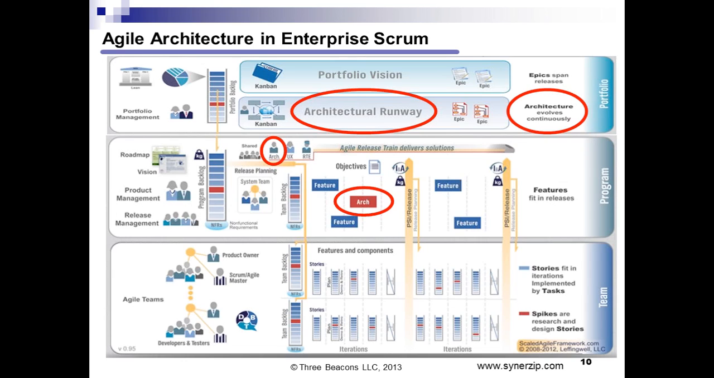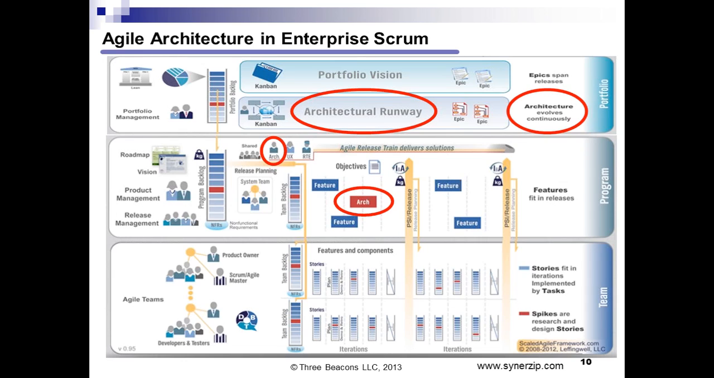So this architecture effort flows very much in the same way as products do, from the portfolio level down to the features, down to the user stories. So when you think about scaling Agile, fitting architecture in there certainly works also. In a nutshell, Agile architecture.